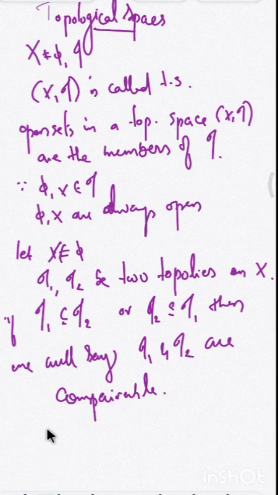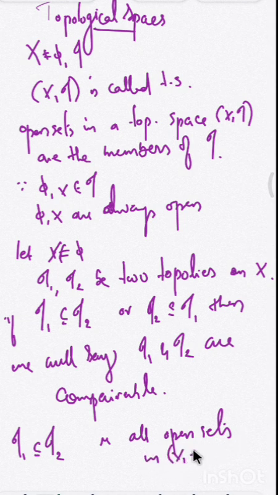What is the meaning of tau 1 contained in tau 2? It means every element of tau 1 is contained in tau 2. That means a set open with respect to tau 1 is open with respect to tau 2. That is, all open sets in the topological space (X, tau 1) are contained in the topological space (X, tau 2). Then we say that the topologies are comparable. Is it true that every pair of topologies is comparable? No. Sometimes topologies cannot be compared even though they are defined on the same set. Let's see some examples.